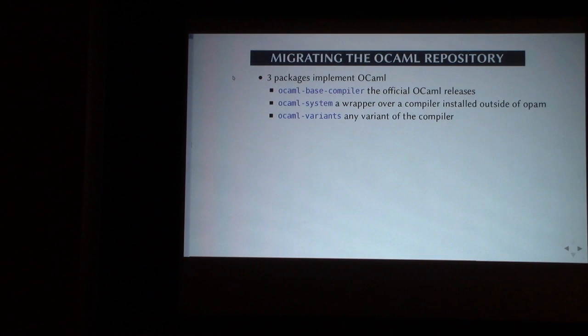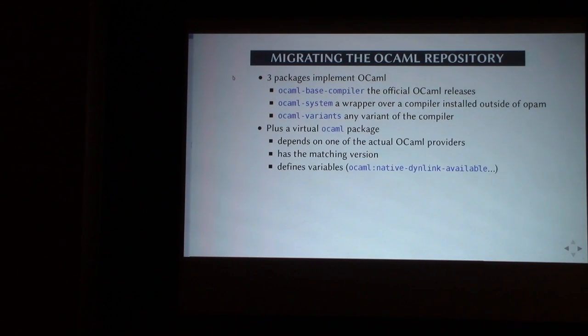And variants are all the other versions, like the patched versions or development versions, 4.02.3+fp for example. And now on top of that there is the ocaml package, which is actually virtual, relies on any of them, and has the matching version, so that if you have variant 4.02.3+fp, ocaml will actually be version 4.02.3, so you can have a package depending on ocaml 4.02.3. So now when a package has a dependency on a specific OCaml version, instead of having the available field depending on some variables internally defined, you just have a dependency on ocaml and the version. And it defines a few useful variables that were otherwise globally defined by specific code in OPAM, like whether native dynlink is available and stuff like that.